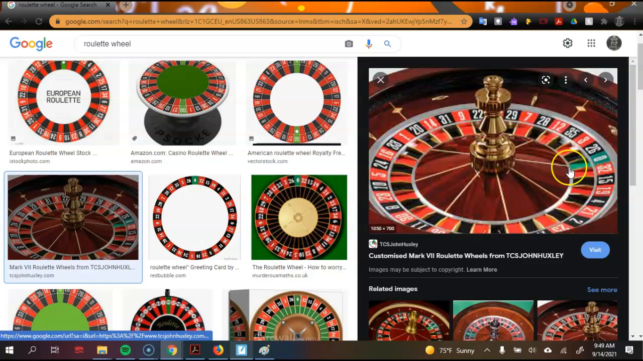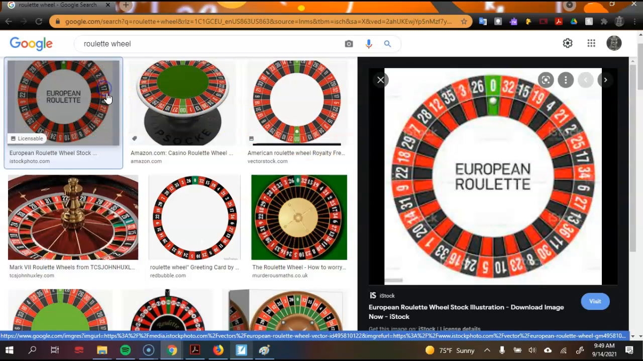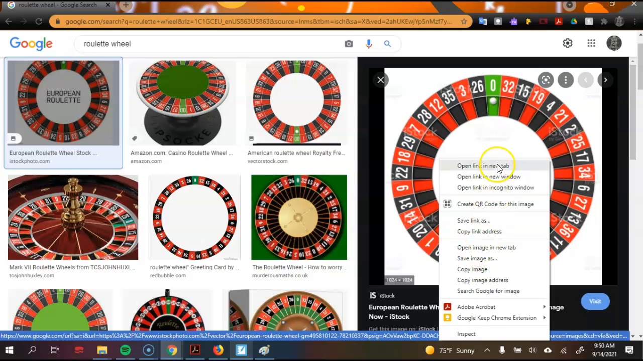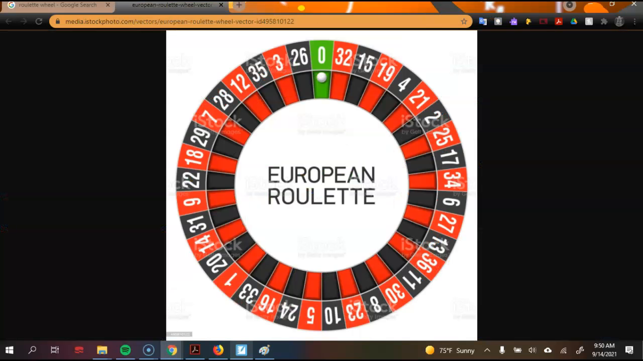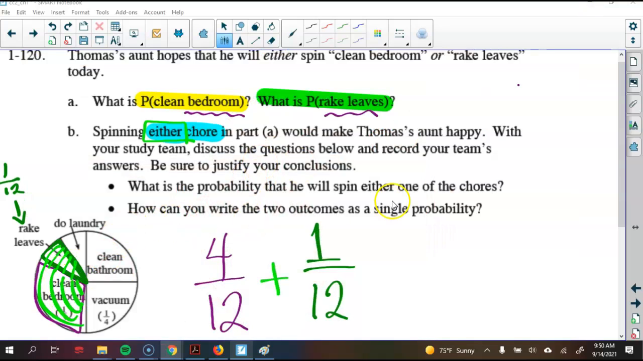So if Thomas's mom uses a roulette wheel, let's open this image in a new tab. The green space is no chores, that's really unlikely, right? But if all of the reds are things he likes, maybe they're different chores, and we add them all up, there's a lot of red spots, right? So that's what we're doing here with rake leaves and clean bedroom. We're adding them together because either of them would be good. They need to happen. They're chores I want to do.